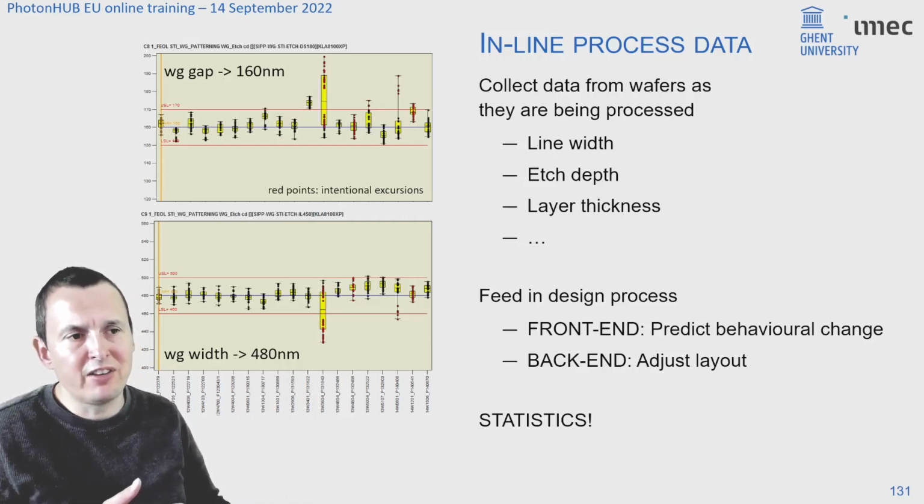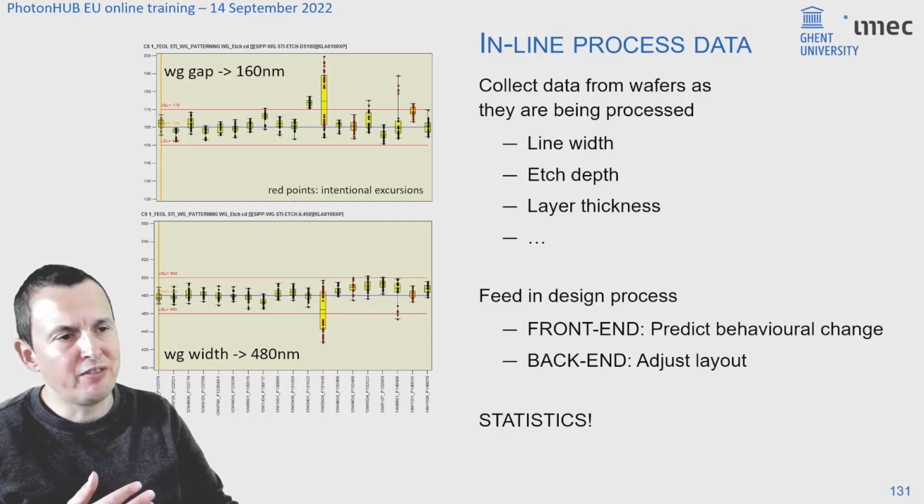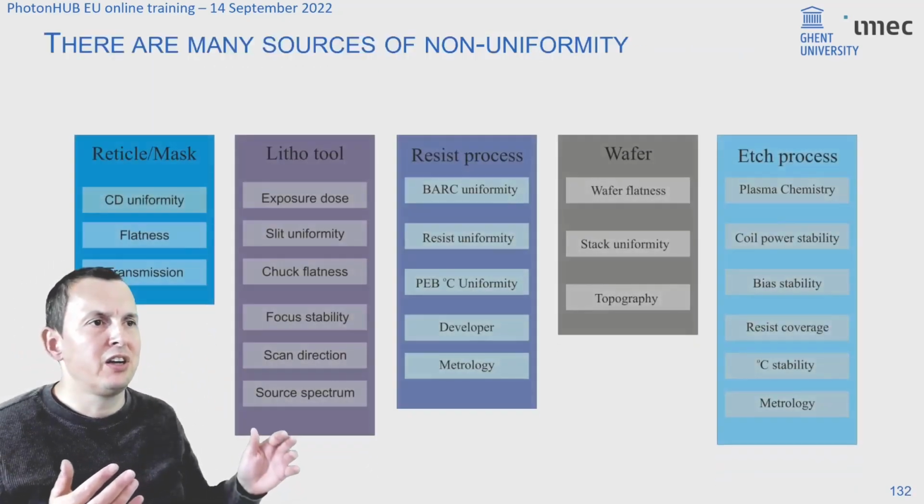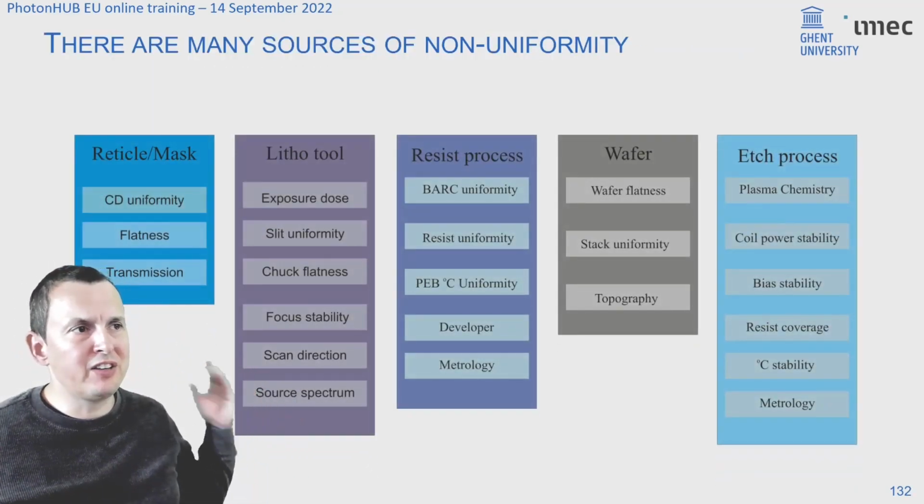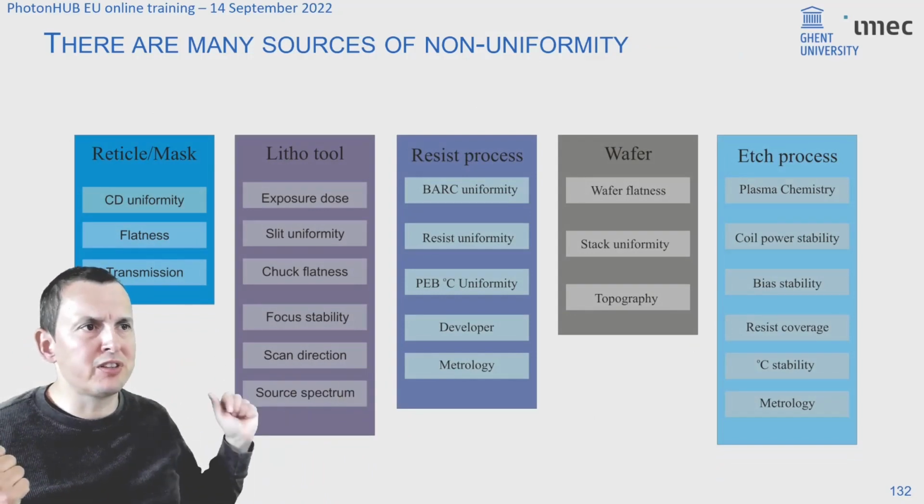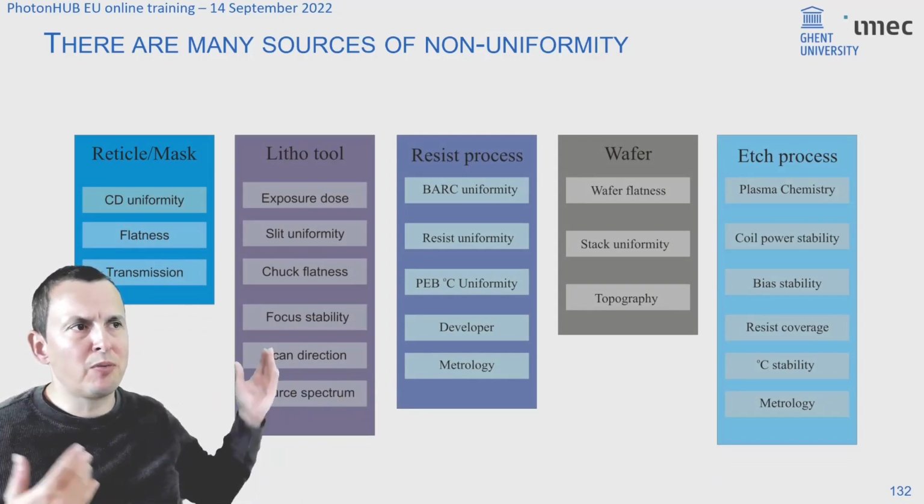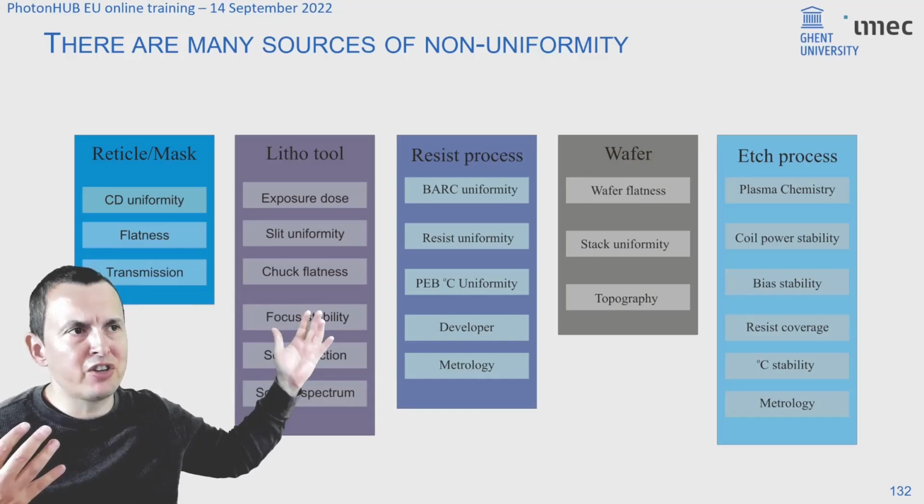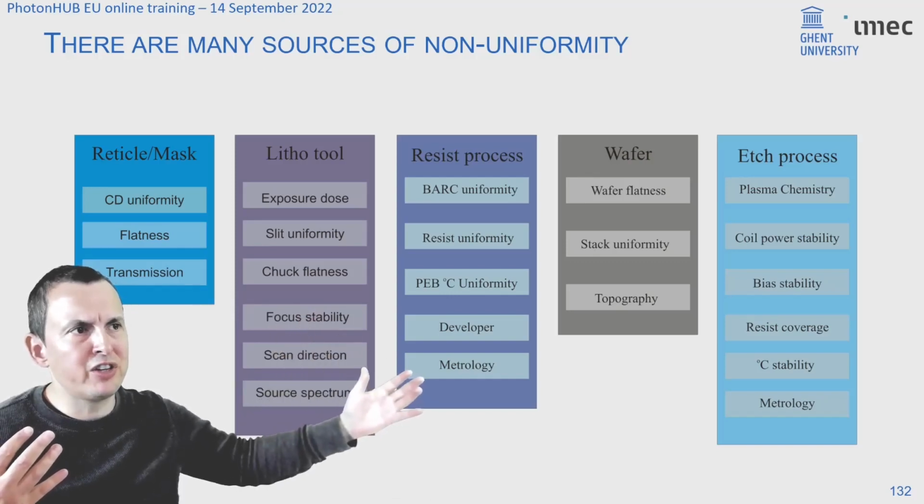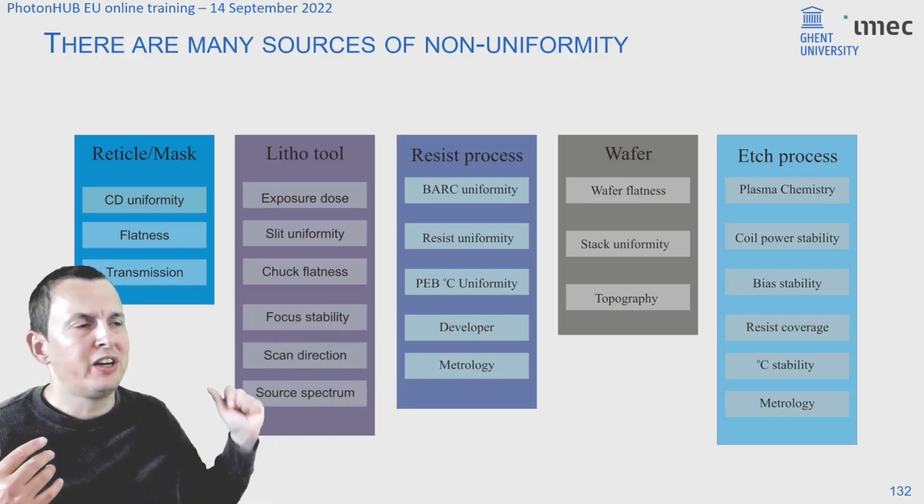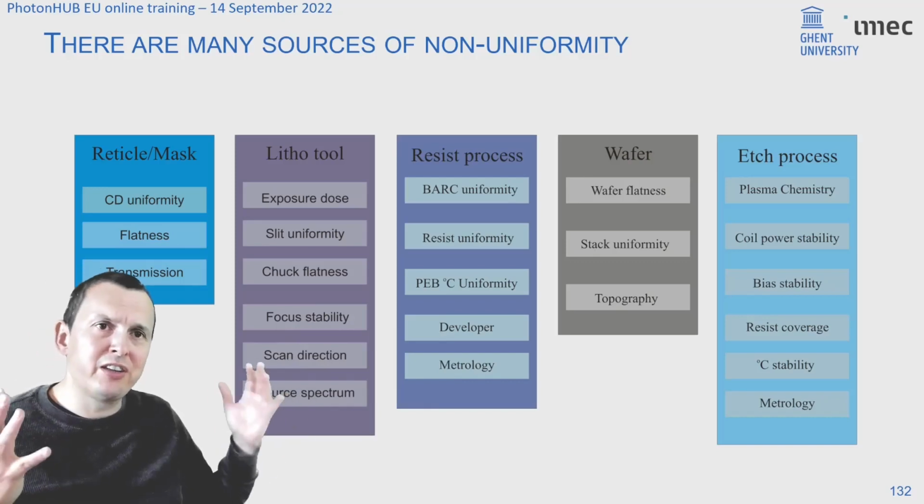And there's lots of things in that fabrication process that can affect the behavior of your circuit. Just to give an example, and this is just for a few parts of the process. Just in lithography, you have problems with your mask, you can have variation on your lithography tool, and you can have variation in the resist and variation in the wafer. And then you just did the lithography step.